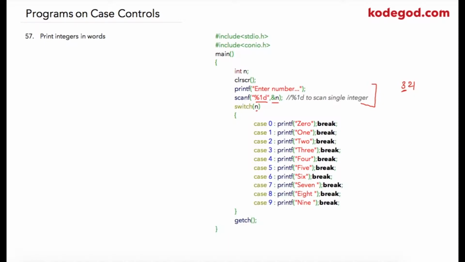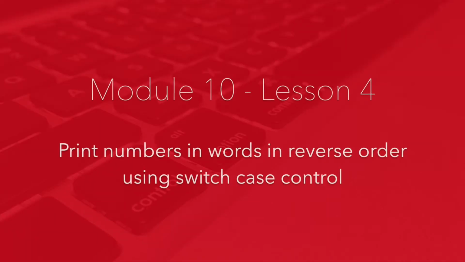So if the user has entered 321, then the first case will be skipped, the second case will be skipped, the third case will be skipped, and this fourth case where we have written case 3 is a match, so 3 will be printed and that will break subsequent cases and your switch will get completed. So in case of 321, because 3 is stored in N, this will be printed.